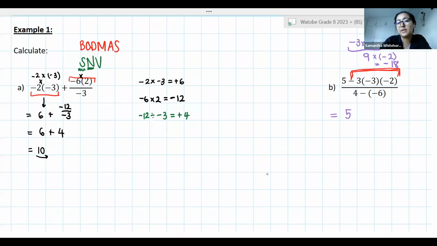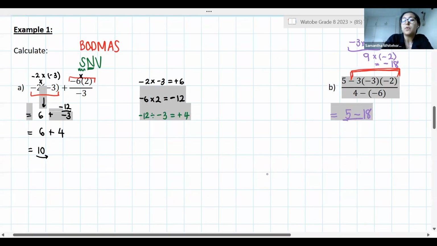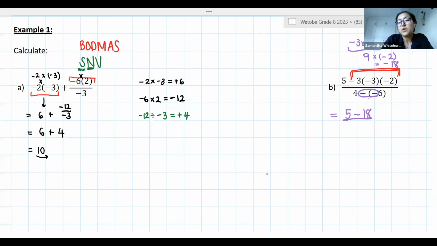Because what we have now is 5 minus 18 all over 4 minus 6. Now, guys, when we've got those two minuses right next to each other, what we're actually dealing with is a plus, because remember, we know a negative times a negative is a positive. So what I actually have in my denominator is 4 plus 6.